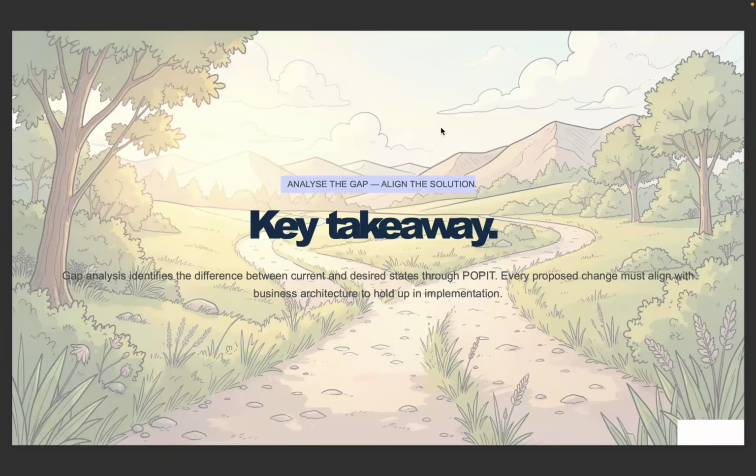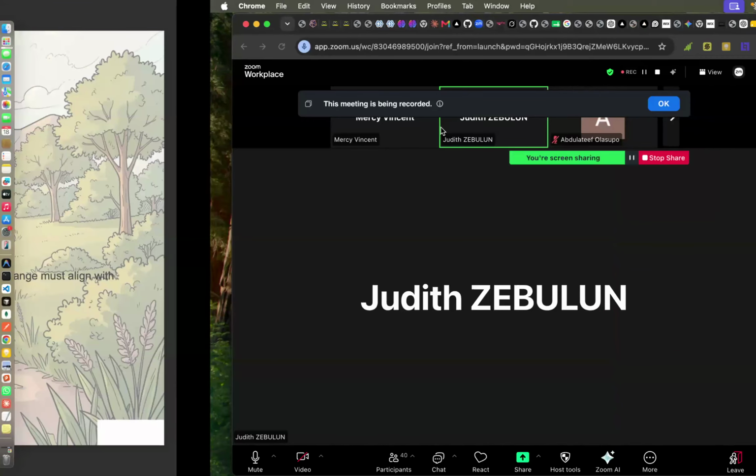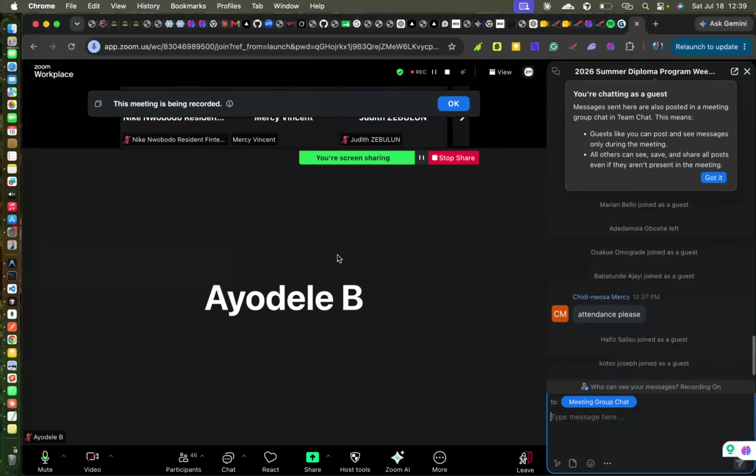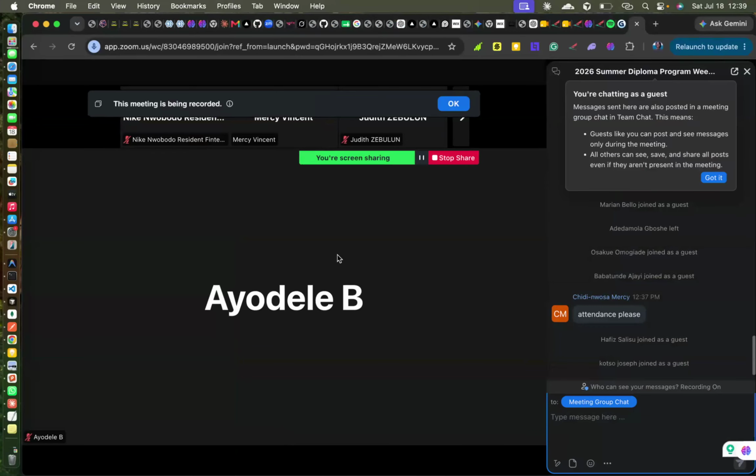So I want to also ask a question now. Based on what I've said, I want us to go to the chat boards, and I want everyone to tell me the factors of the POPIT model. What does it stand for? Just explain the POPIT model.